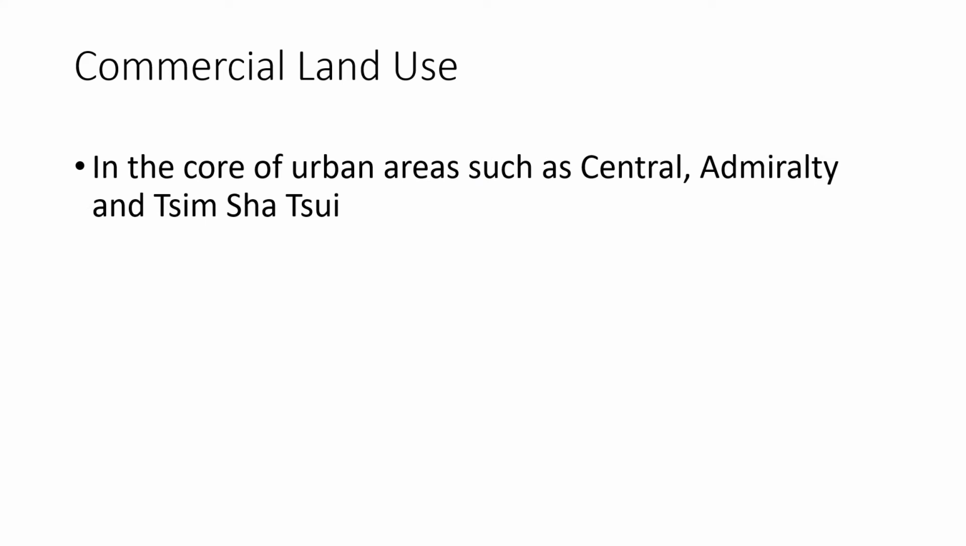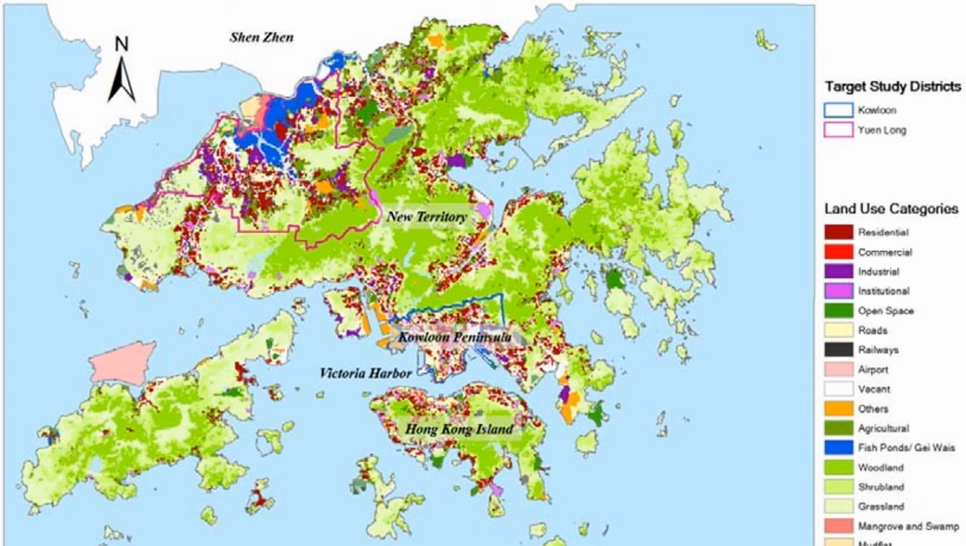And the commercial land use is concentrated in the core of urban areas, such as Central, Admiralty, and Tsim Sha Tsui. So, commercial areas here, Central and Admiralty, Tsim Sha Tsui. And as you can see, the central commercial areas are on both sides of the Victoria Harbour. Traditionally, these areas were developed very early. That's why many big firms set their headquarters in this area.